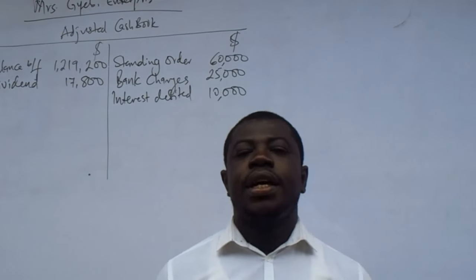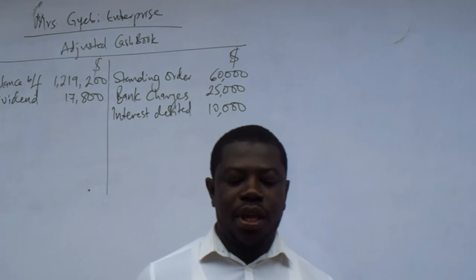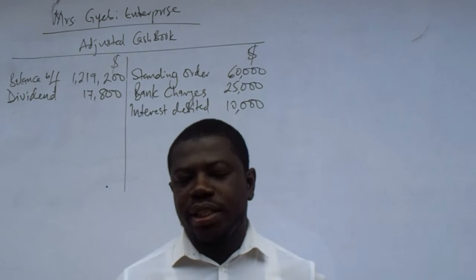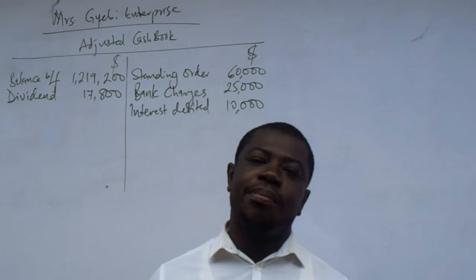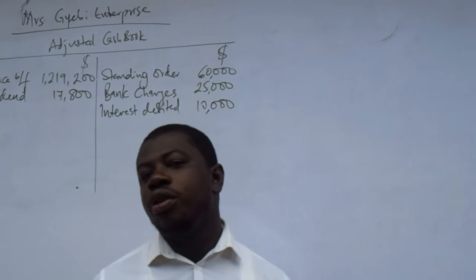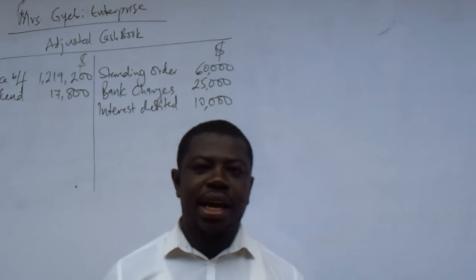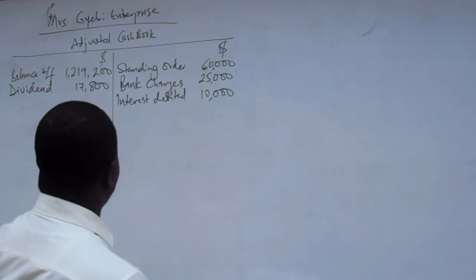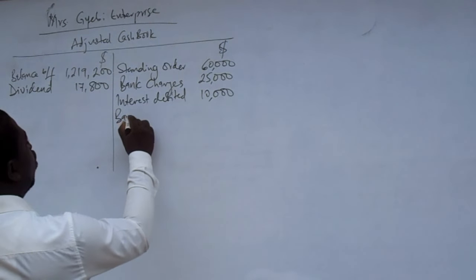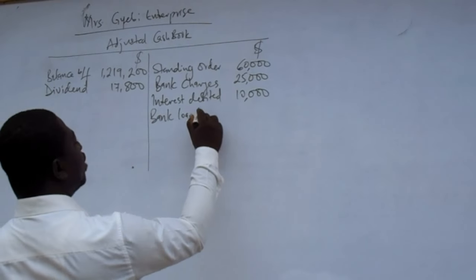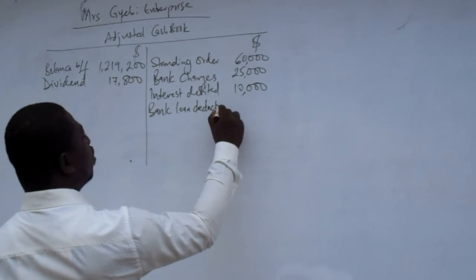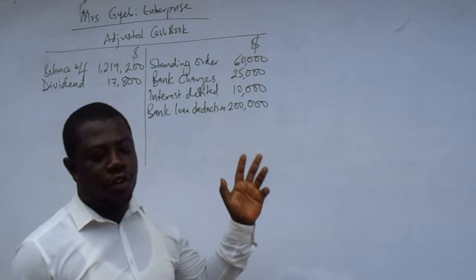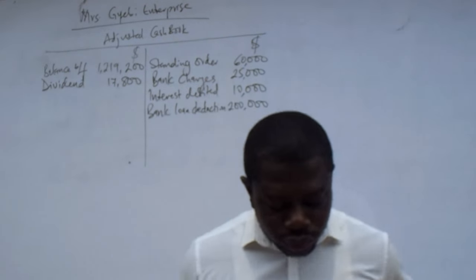Okay. And then there is a bank loan deduction. The bank loan deduction is $200,000. Now, it means also that the bank is now deducting. There is a loan that the business has taken from the bank, and now the bank is deducting from their account, and so it will reduce their balance. And so bank loan deduction will also be here on the credit side, and the amount is $200,000. That is it for the items that were listed here.